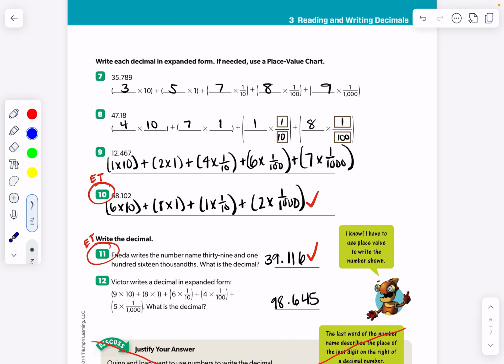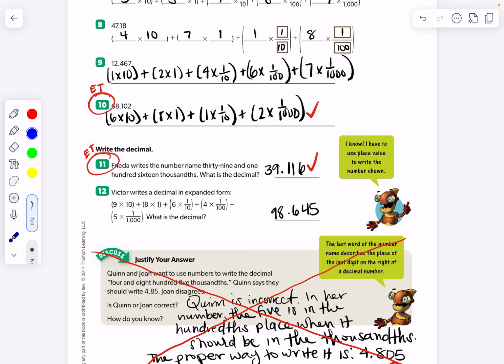So question 6 really identifies whether students know how to write the number in word form. Question 10, do they know how to write it in expanded form? And then question 11, do they know how to write the number in standard form?